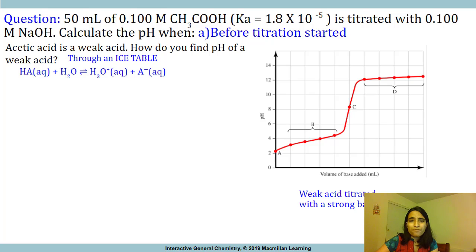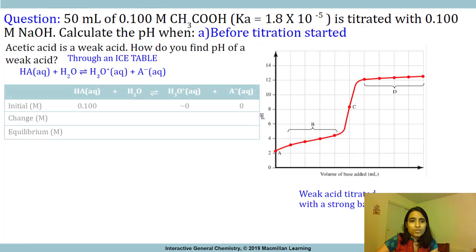So we cannot do that for a weak acid. We have to make an ICE table. When you make an ICE table, the only information we have at the beginning is the concentration of the weak acid. We don't have any of the other information. So let's fill this ICE table as we have done before.